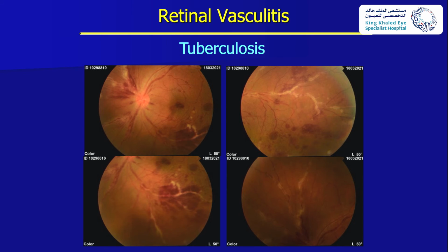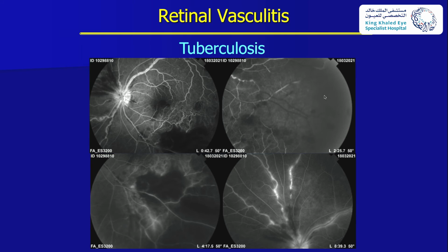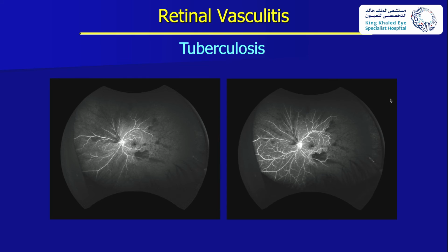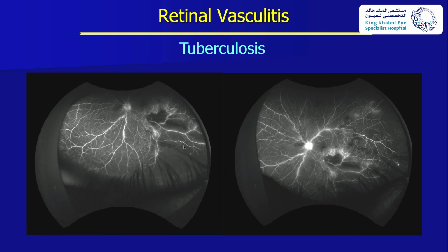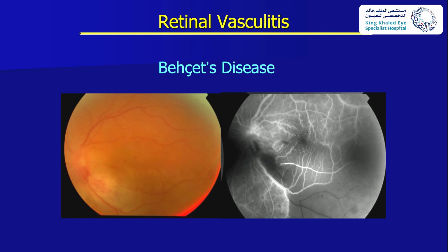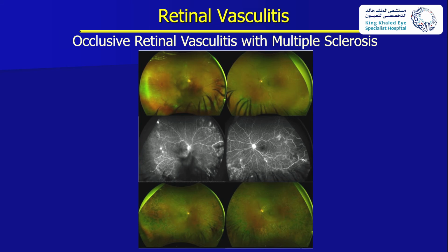Another patient, again tuberculosis, severe vascular sheathing. As you can see, we cannot diagnose vasculitis without seeing this vascular sheathing. And look at fluorescein, severely ischemic retina. This is tuberculosis. And wide field angiography showing severe peripheral ischemia. And of course, the patient had laser.